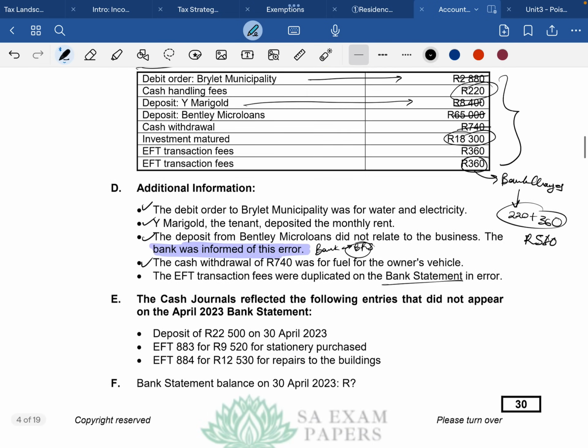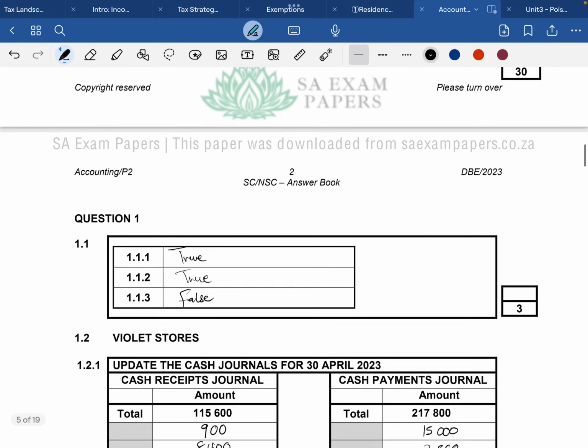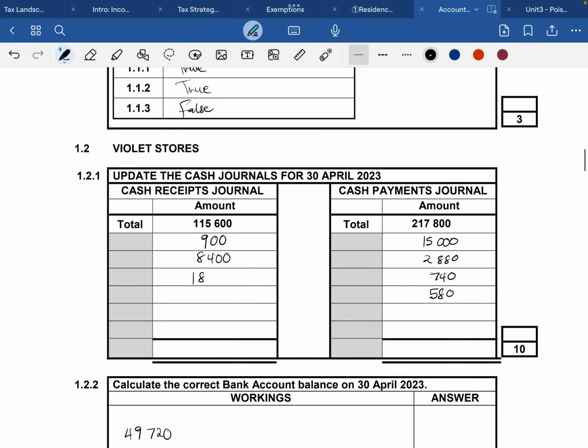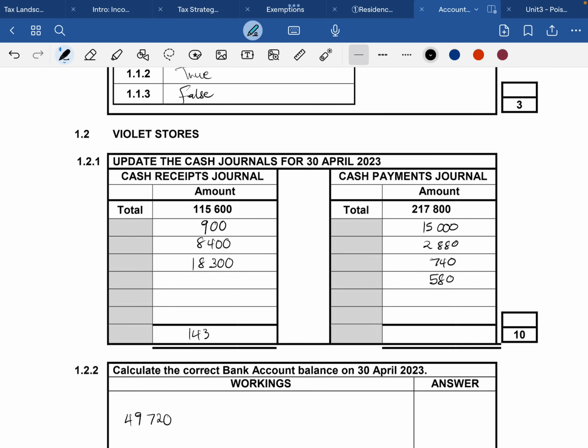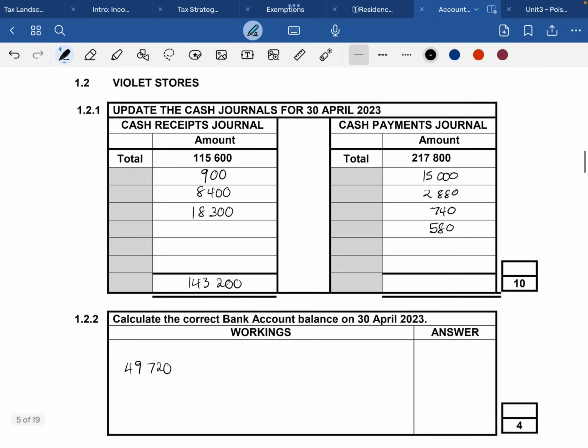And then we have the 18,300 here, which you haven't taken care of. It's an investment matured. So an investment that was matured, we have received money from our investment. So it's a cash receipts journal. Then we can just simply add our totals here because we've completed everything regarding the journals. Plus 18,300, then that's 143,200, then 217,815, 740, 580.